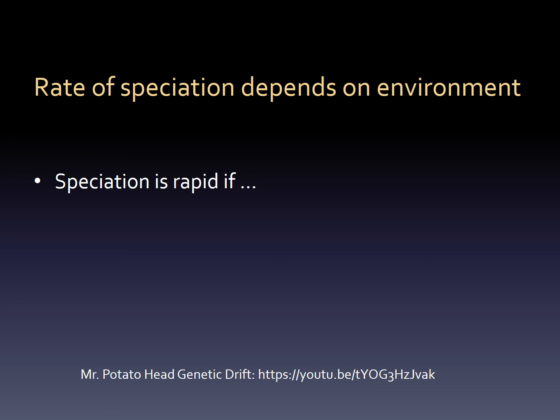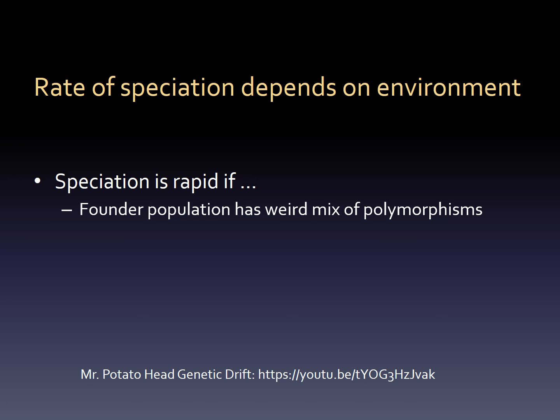So I said that the rate of speciation depends on the environment, and that speciation is rapid in a number of different scenarios. And another one is that speciation can happen quickly if the founder population on a previously uninhabited patch of earth, like an island, happened to have had a weird mix of polymorphisms. We call this a founder effect.